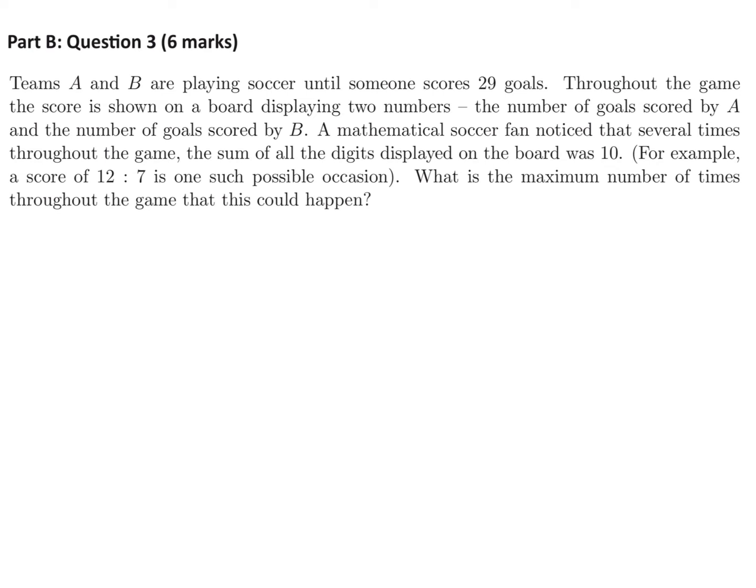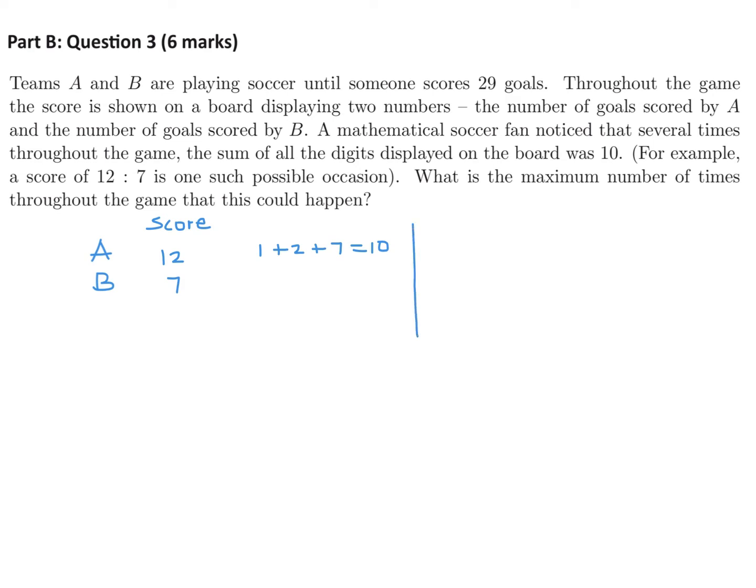Okay, so we've got Team A, let's say, and Team B, and this is the score. For example, they gave us 12-7. When the score is 12-7, the sum of the digits is 1 plus 2 plus 7, and that is indeed 10. Correct? So that is just an example that they gave you to show you how this works.